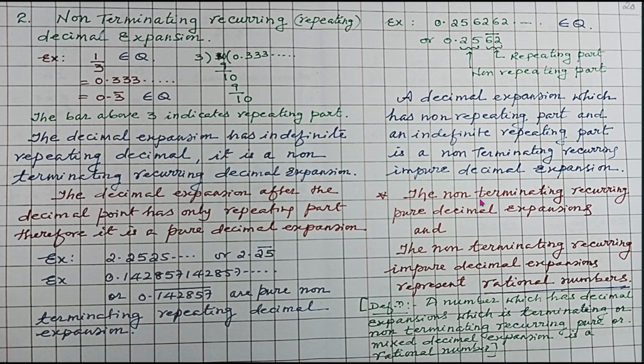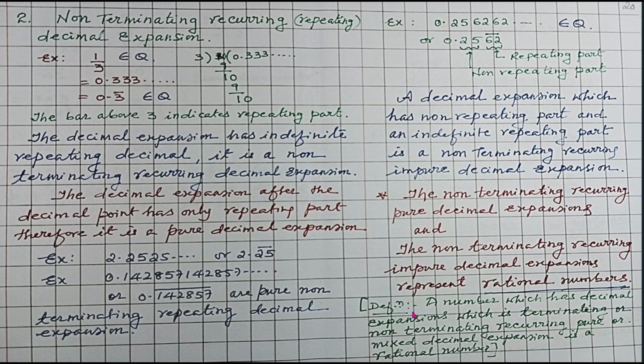So please remember that. The non-terminating recurring pure decimal expansions and the non-terminating recurring impure decimal expansions, all of them represent rational numbers. Therefore, we can even define rational numbers as numbers which have decimal expansions which are terminating or non-terminating recurring, pure or mixed decimal expansions.